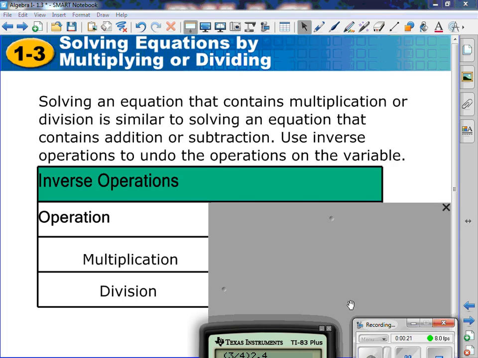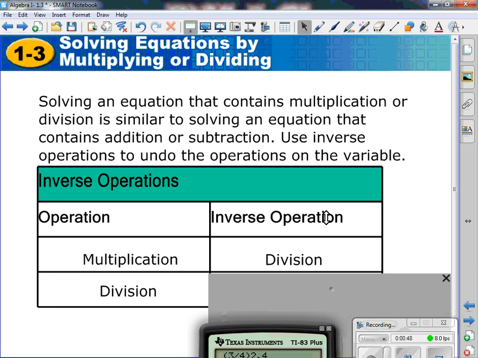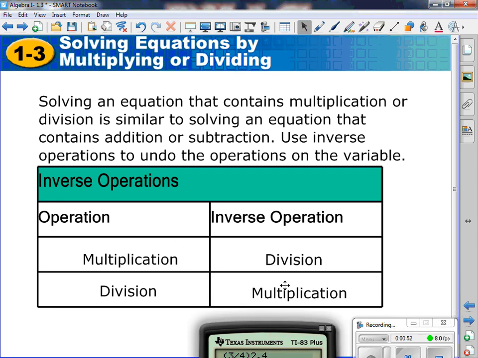Solving an equation that contains multiplication or division is similar to solving an equation that we've done with addition or subtraction. How do we get rid of a problem that had addition in it? Why did we use subtraction? Not just to balance it out. What's subtraction compared to addition? It's the opposite. It's the inverse operation. What's the inverse operation for multiplication? Division. And for division, multiplication. They're the opposite functions of one another.